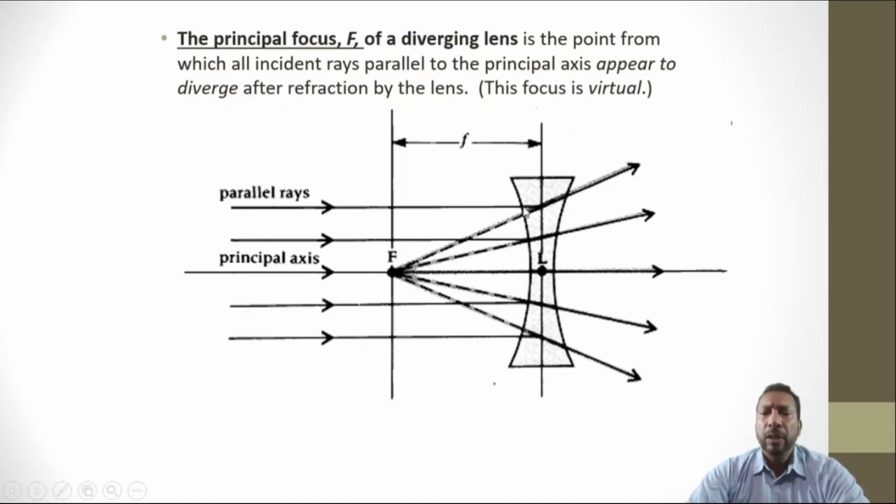With the previous diagram, they actually came together. That's why it's called a converging lens. Here in this diagram, they then spread out. That's why they're called a diverging lens. Okay?